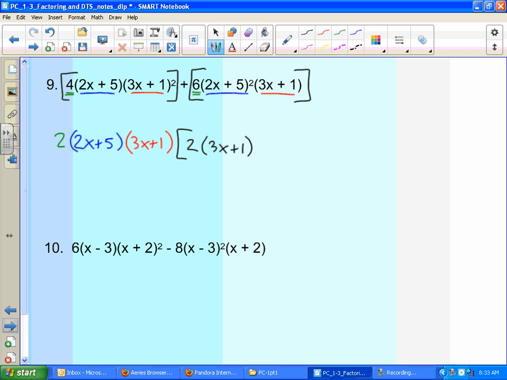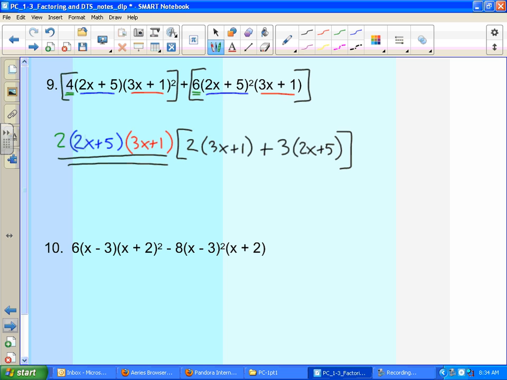Working in the other bracket, the other group, the 2x plus 5 squared times 3x plus 1, doing the same thing. What's left over? So we pulled a 2 out of the 6. That means there's going to be a 3 left over. We pulled a 2x plus 5 out of a 2x plus 5 squared, meaning there's still a 2x plus 5 left over. And then the 3x plus 1 divided by itself, nothing else left over. So I can close off this bracket. So once again, that whole thing right there is the GCF that came out of those two brackets.